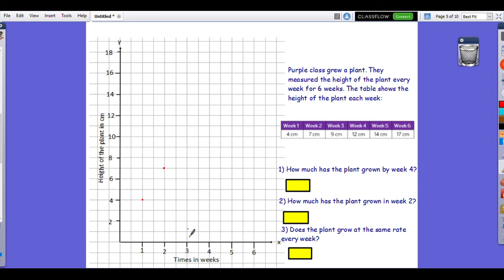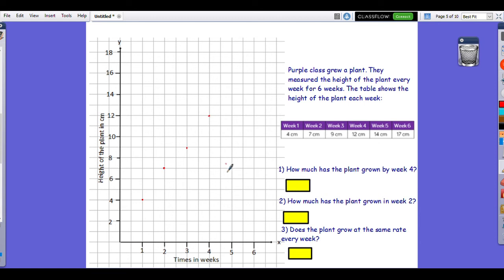So here's week 3. I'm going to follow this up. There's 8, so 9 must be the next one here. It will be there. Week 4, I'm looking for 12, so here's week 4. I'm going to follow this up. I'm looking for 12 centimetres up the side here, and I can see I've reached 12 centimetres there.